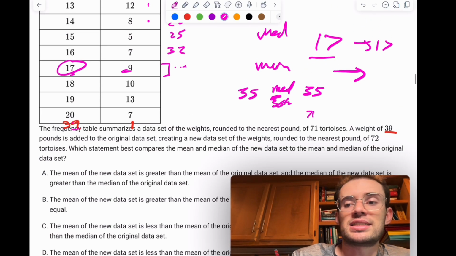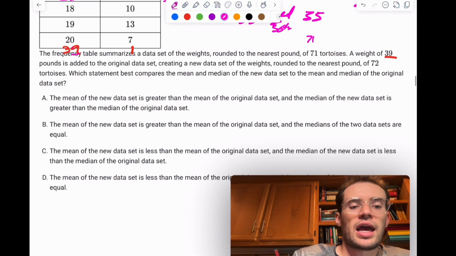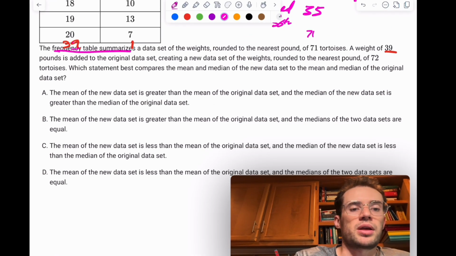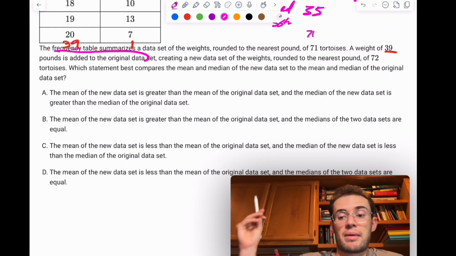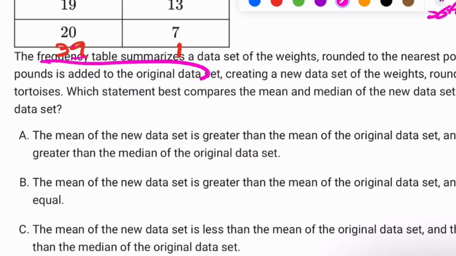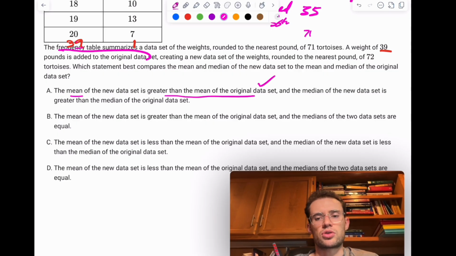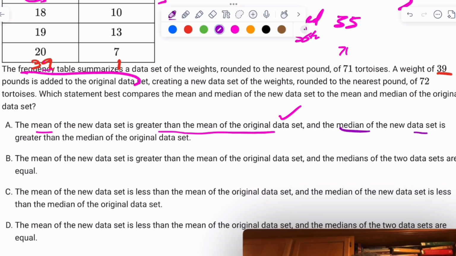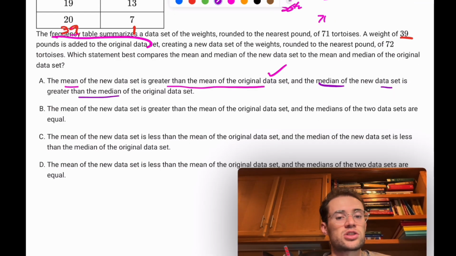We verify that the median does stay the same at 17, and we know the mean is going to go up because we added an extreme high value, which will increase the total by a lot. A says the mean of the new data set is greater than the mean of the original data set. That part is true. And the median of the new data set is greater than the median. That is not true. The medians stay the same. So we know it's not A.